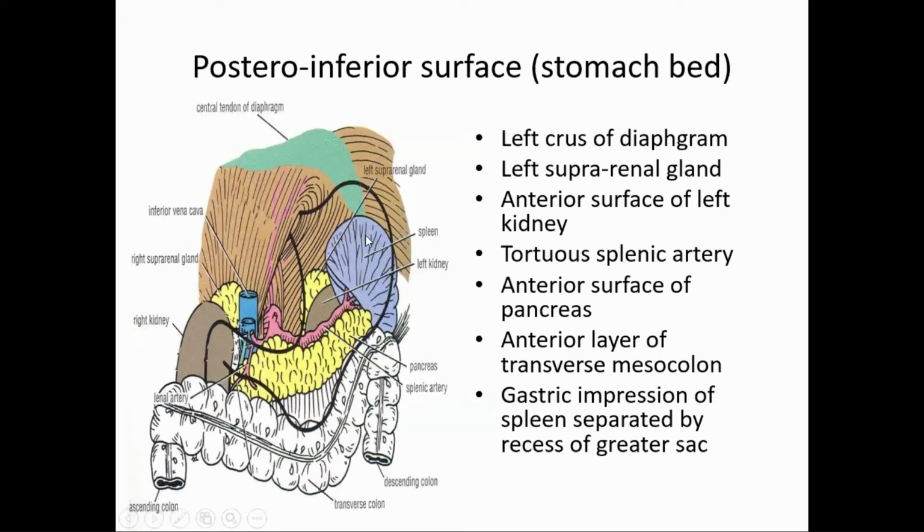See, here it is the body portion of the stomach, and the fundic part as well as the pyloric part is removed. Posteriorly it is related with these structures. What are they? From above downwards: the left crus of the diaphragm, left suprarenal gland, anterior surface of the left kidney, anterior surface of the pancreas, transverse mesocolon, tortuous splenic artery as well as the splenic vein, and the gastric impression of the spleen separated by the cavity of the greater sac.